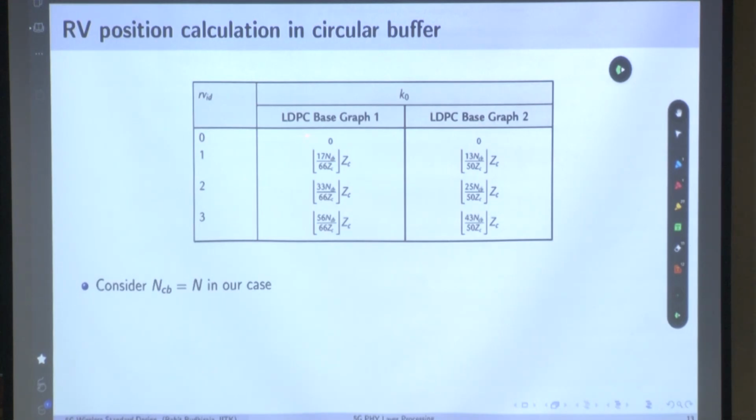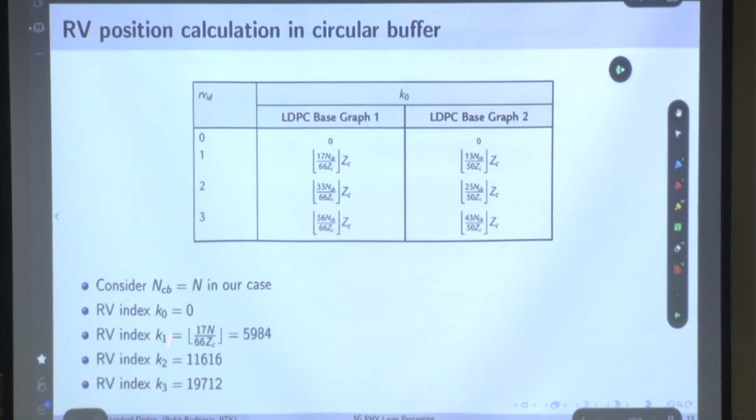You see here, RVID is starting from 0. And this is the second LDPC base graph. There are 2 LDPC encoders. For RV0, the index K0 is equal to 0, so it will start from the beginning. Whatever I mentioned about dropping those bits also happens. The rest of the indices you will see: the first one begins from 5984, the second one, K2, begins from 11616, and this one begins from 19712. This is the formula, and that's how it is calculated.